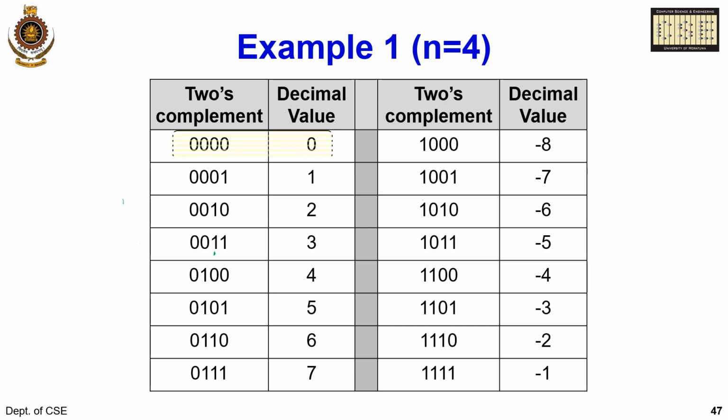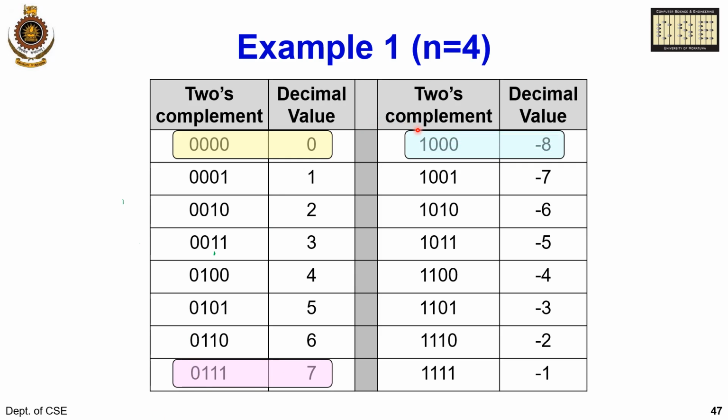Let's look at the extreme values or special values. When everything is 0, we have 0. That's not a surprise. When the most significant bit is 0, we have the highest positive value where everything else is 1, right? This stands for plus 7.